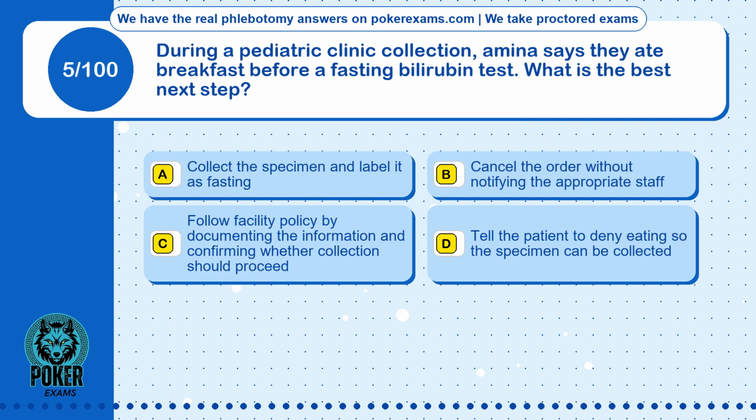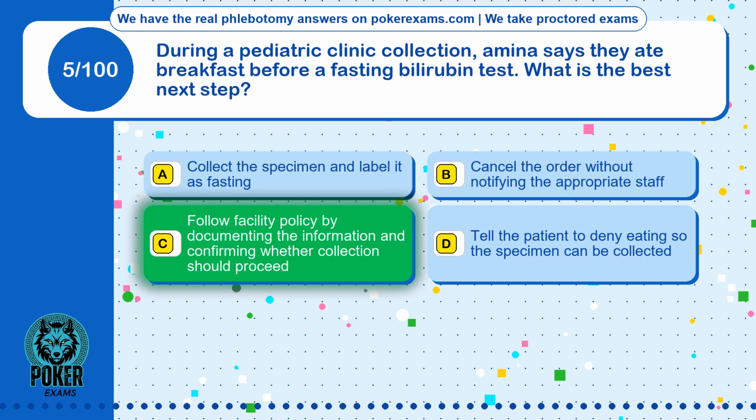Question 5. During a pediatric clinic collection, Amina says they ate breakfast before a fasting bilirubin test. What is the best next step? Option A. Collect the specimen and label it as fasting. Option B. Cancel the order without notifying the appropriate staff. Option C. Follow facility policy by documenting the information and confirming whether collection should proceed. Option D. Tell the patient to deny eating so the specimen can be collected.